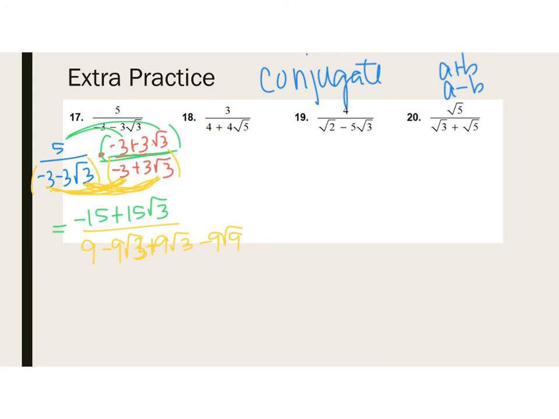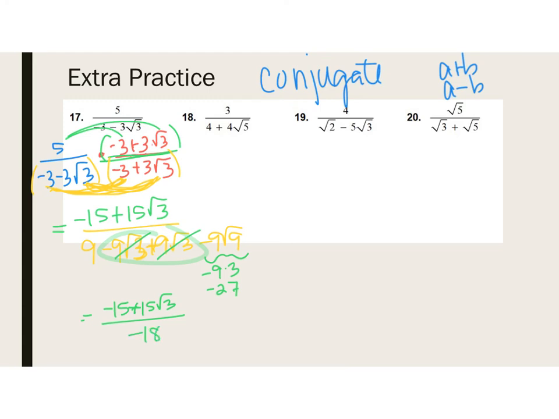So we've got two things here to address. The first thing is the middle two terms. Notice they are opposites of each other, and so they are going to cancel. That's because you multiplied conjugates together. I mentioned that before. And then that last term down there is really negative 9 times 3, which is negative 27. So on the top you had negative 15 plus 15 square root of 3. And on the bottom we had 9 minus 27, which should be negative 18.